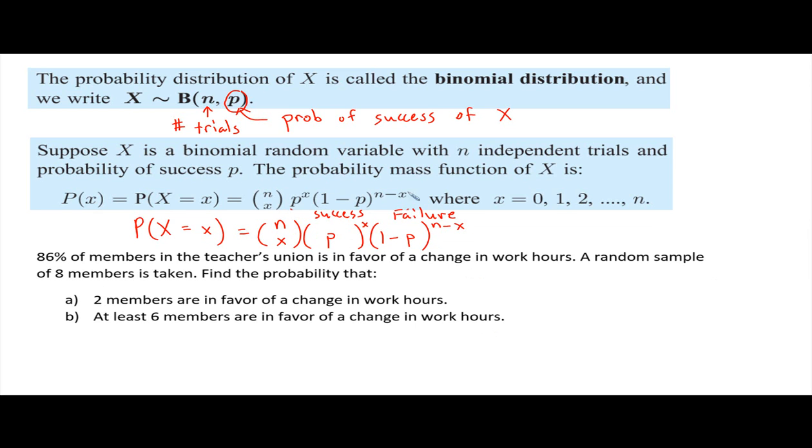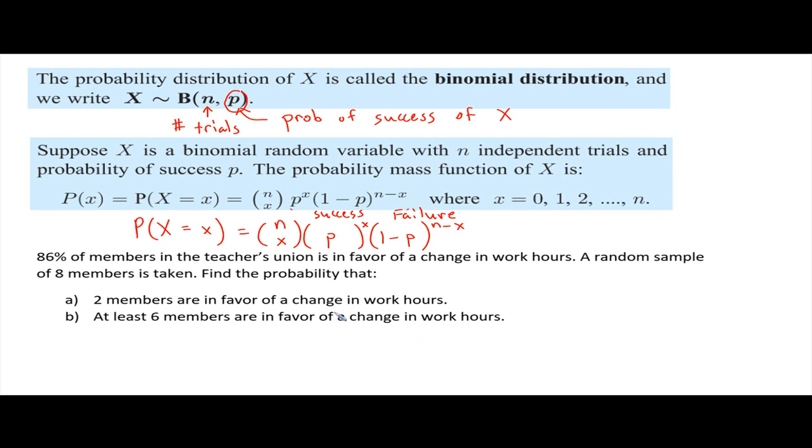Whenever you're expanding a binomial distribution problem, you have to keep this format in mind. I'll use this example down here so you get a better idea of what everything means, since it's hard to comprehend from the equation alone. It says 86% of members in the teachers union are in favor of a change in work hours. A random sample of 8 members is taken. Find the probability that... The first thing we need to do is recognize this as a possible binomial distribution question.